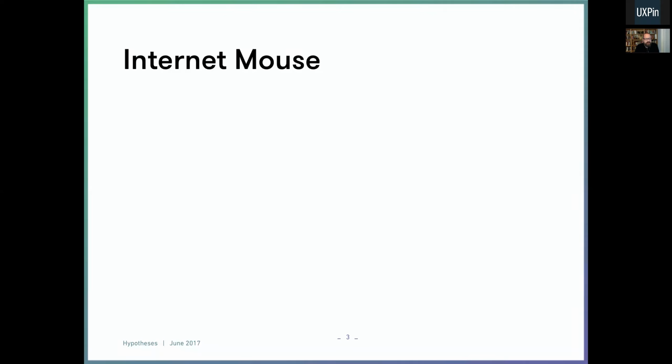And one day my boss walked into my office and he was very, very excited. And he said, Josh, I've got the next big thing. And I said, what is it? And he said, internet mouse. And I sort of looked at him and I was like, okay, what's internet mouse? And he said, well, that's your job.